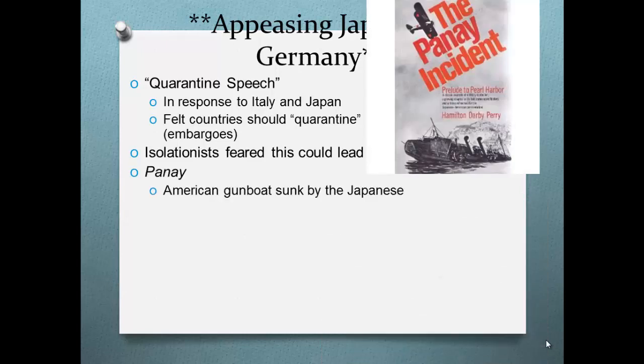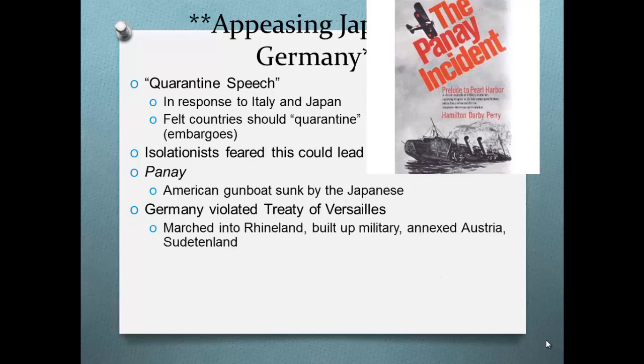The Panay incident is a ship, an American gunboat, that is sunk by the Japanese. And Americans are furious with Japan. Some still don't want to go to war. Japan ends up apologizing. Germany is violating the Treaty of Versailles during the 1930s under Hitler. They're building up the military. They're marching into the Rhineland, which is supposed to be demilitarized. They're taking over portions of Austria, the Sudetenland. They're going to go into Czechoslovakia and take all of that. Every single time Hitler does that, everybody gives in to him or appeases him.